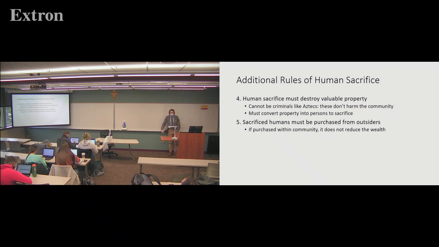What they have to do is take the excess wealth that they have and convert that into a person to sacrifice. So what they did is they purchased someone to sacrifice. Again, that costs a lot of money, so it's going to reduce the amount of wealth they have, and reduce the incentive for neighboring communities to attack them.